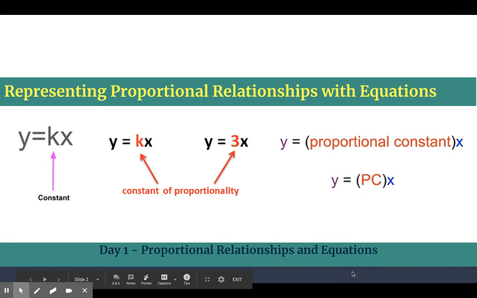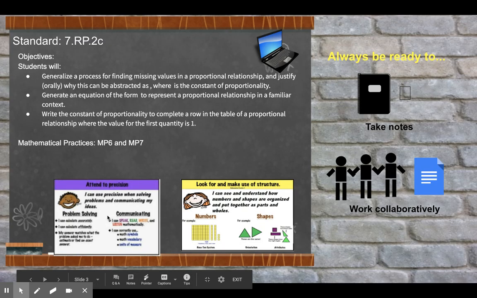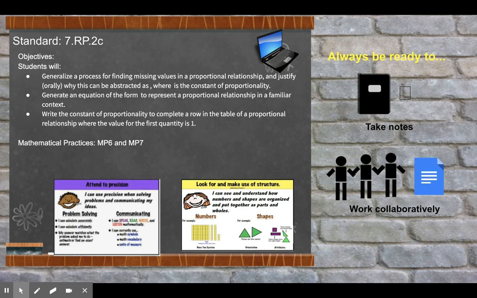So today we're going to be talking about representing proportional relationships with equations. And we're going to talk about constants once again, constants of proportionality, and things of that nature. So instead of looking at tables like we've been doing, now we're looking at proportional relationships and equations. And this is day 1 of this lesson. So again, on page 7 of our notes, let's be ready to take notes and work collaboratively.